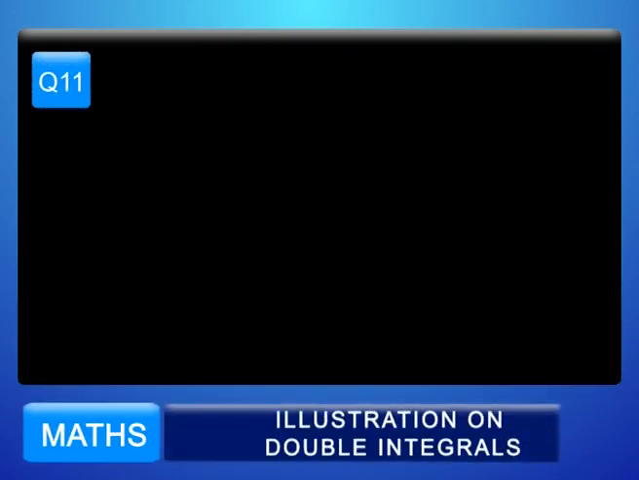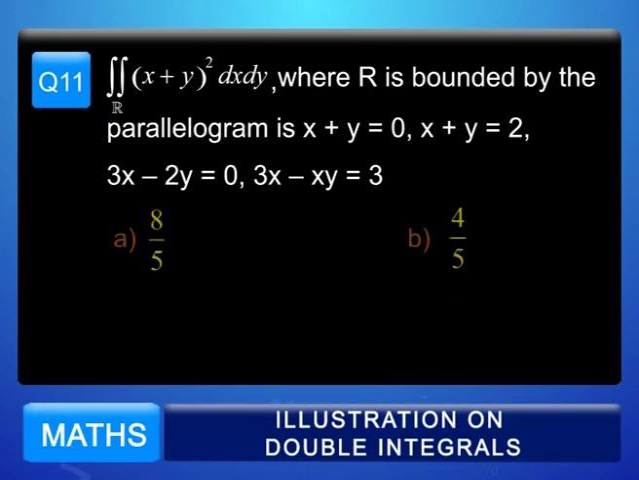Number 11 is to double integrate (x plus y) whole squared dx dy over R, where R is bounded by x plus y equal to 0, x plus y equal to 2, 3x minus 2y equal to 0, and 3x minus 2y equal to 3.